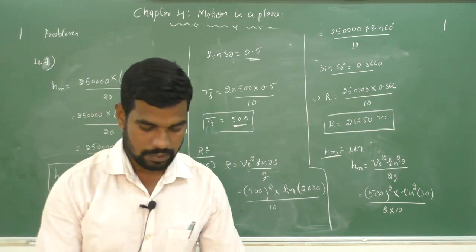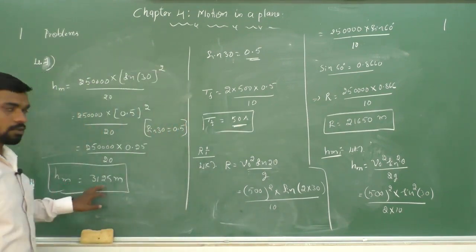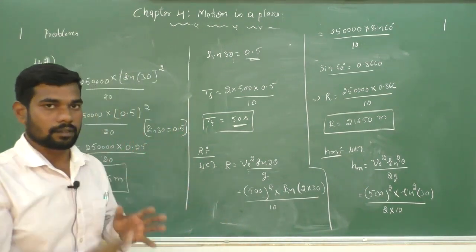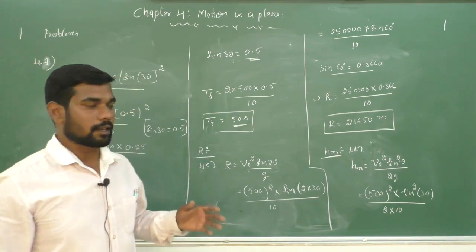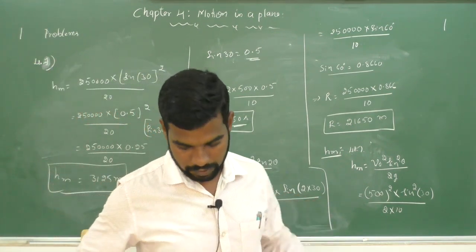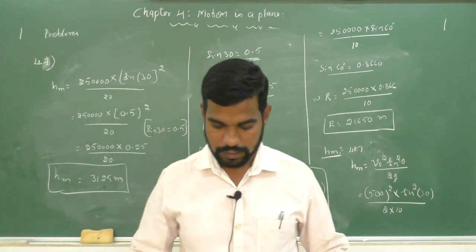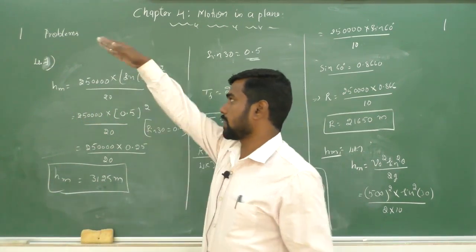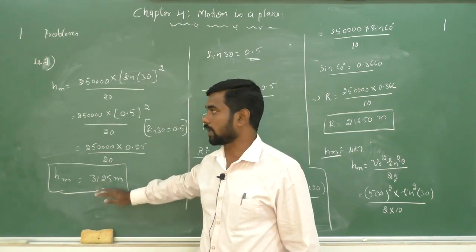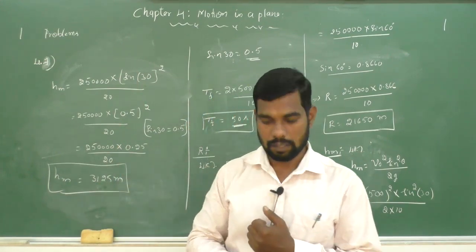Okay, so this is about the maximum height reached by the missile when it is projected with the angle 30 degree and the velocity 500 meter per second. When it is projected, it will reach the maximum height, that one is 3125 meter.